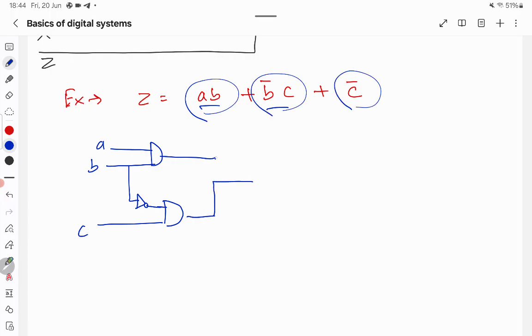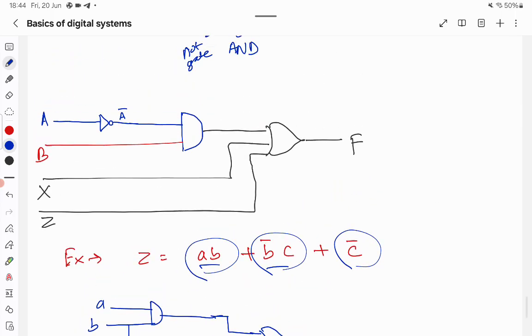So draw an OR gate, and this is C complement, so you have to pass it through a NOT gate, this is not C. Then all three things pass through an OR gate. So this is your output Z. So this is the basic concept of how to draw the logic diagram.